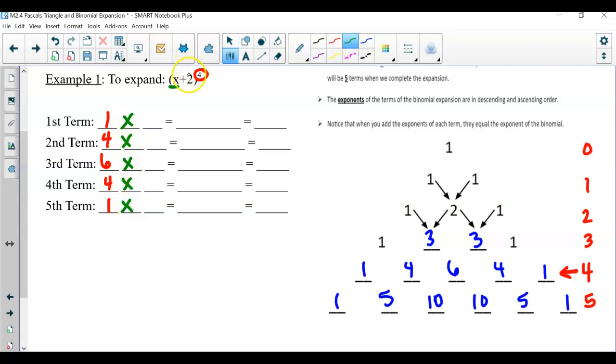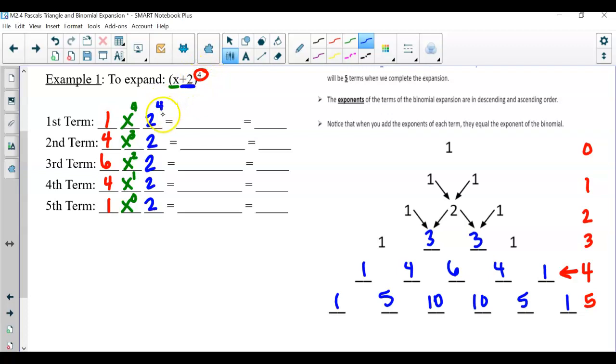Then this is starting off as x to the fourth. Then I'm going to count down. So I'm going to go 4, 3, 2, 1, 0. Then the last row is the second term of the binomial, which here is positive 2. So positive 2. However, we need to make sure that our exponents always add to 4.